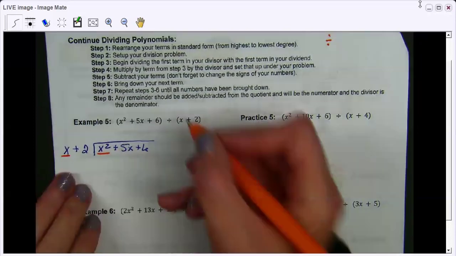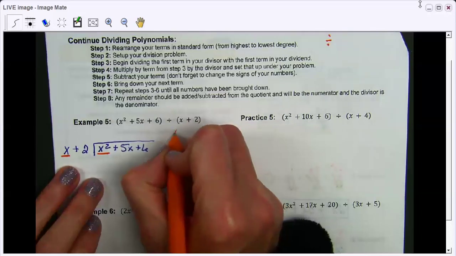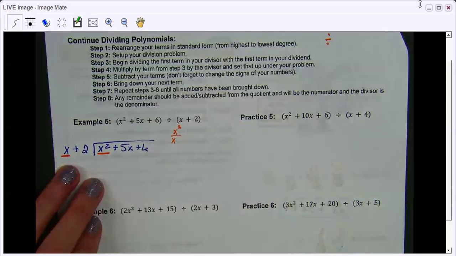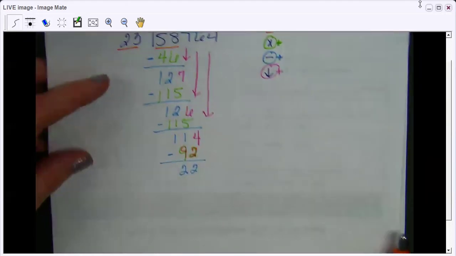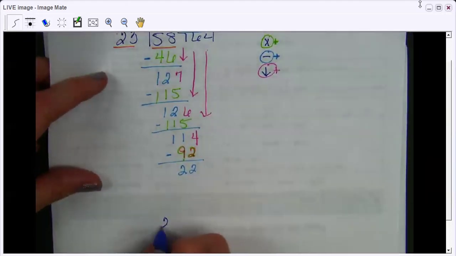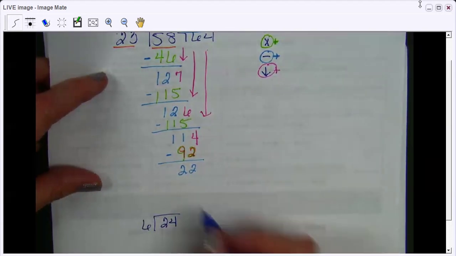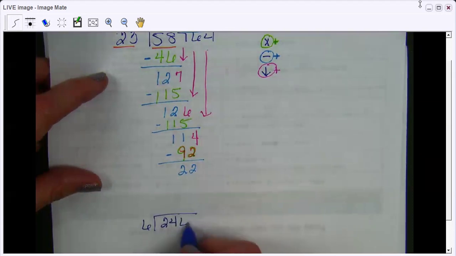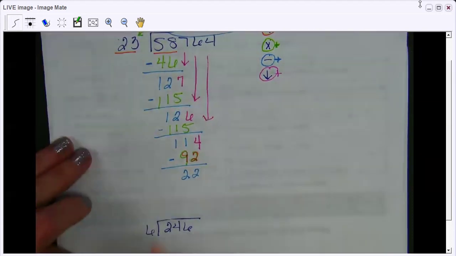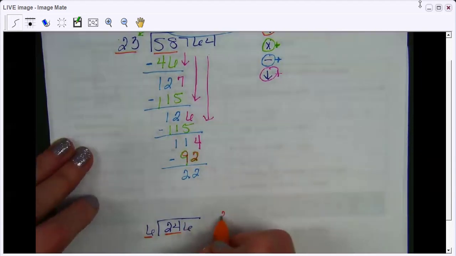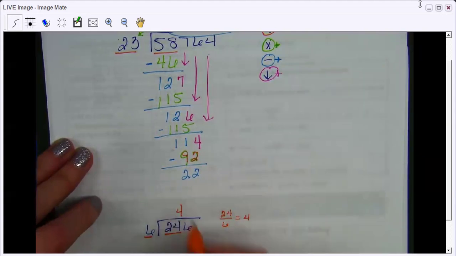This is how you would do it. You would take x squared divided by x. Because look, say I were to divide 246 by 6, and we were to figure out how many times 6 goes into 24. Well, it's 24 divided by 6, which is 4. So we write a 4 up there.